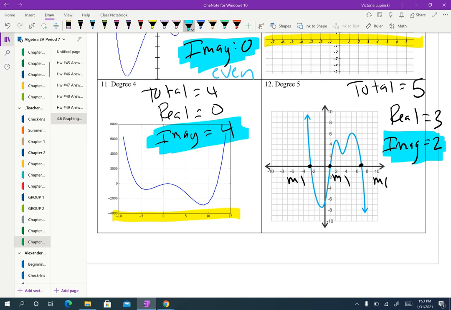And if you're asking yourself, well, what on the graph tells me that there are imaginary roots? It actually is what's happening right here. The fact that the graph is turning down and then turning back up and not actually crossing the x-axis, that is a clue that there are imaginary roots there. We're going to talk a little bit more about that later in the chapter, but this is a pretty good start.